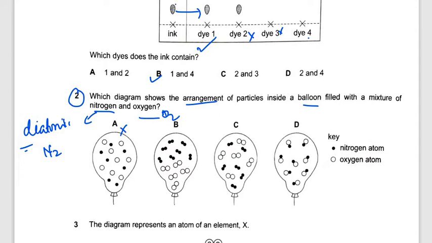This is, you have 2, 2, 2. So the arrangement inside the balloon filled with nitrogen and oxygen: yes, they are diatomic molecules, and nitrogen has atomic number 7 and this is 8, so that is the correct one. But why are they at one place? They should be randomly arranged, right? Because they are filled in the balloon.